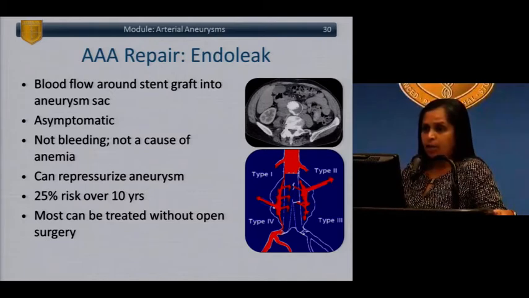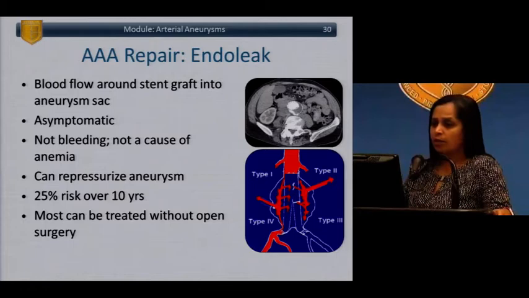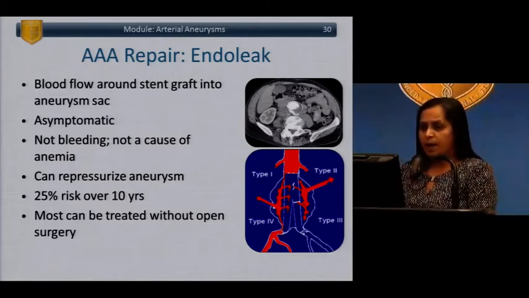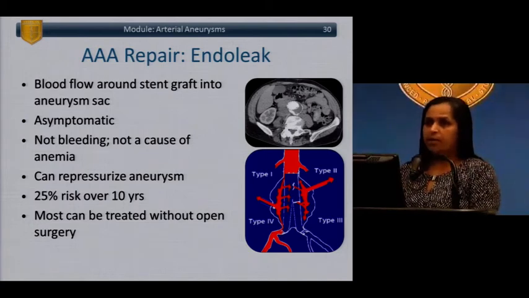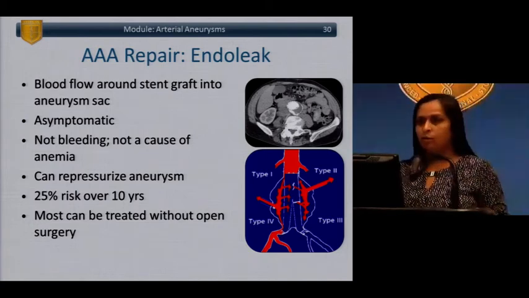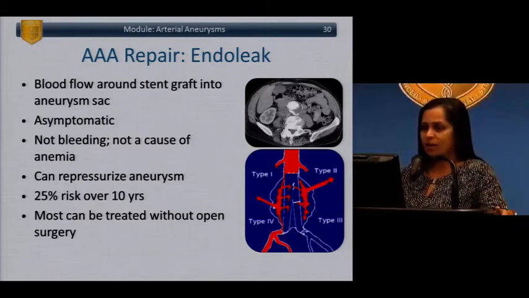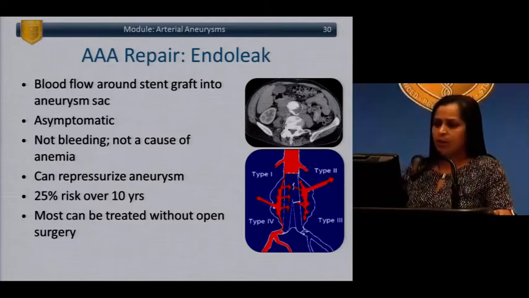So let's talk a little bit about endoleaks. Endoleaks are blood flow around the stent graft into the aneurysm sac. Typically, they're asymptomatic. This is not bleeding. This is not rupture. When any medical doctor or anyone calls you about this, this is not a cause of anemia in a patient. The big problem with endoleaks is that they can repressurize the aneurysm.